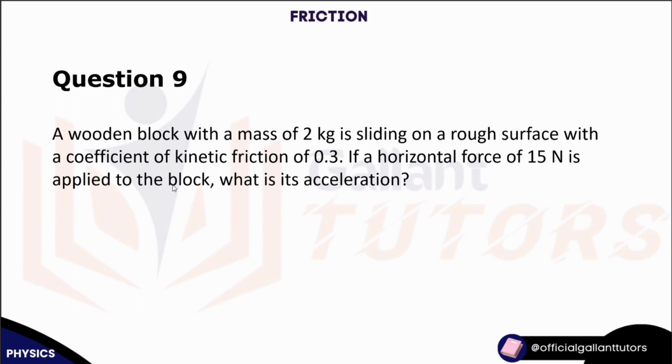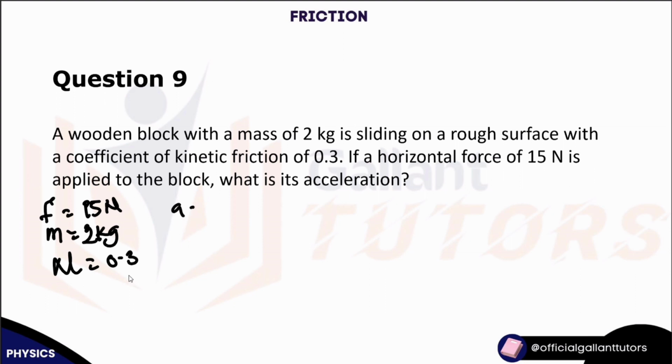A wooden block has a mass. Write out the parameter first. Is sliding on a rough surface with a coefficient of friction 0.3. If the horizontal force, that is F, is equal to 15 Newton, is applied to the block, what is the acceleration? You have to find the acceleration.